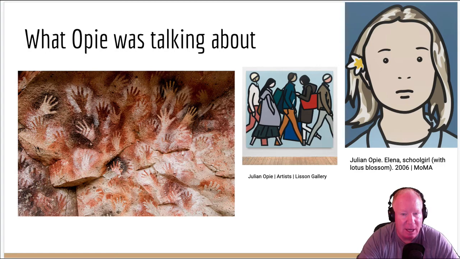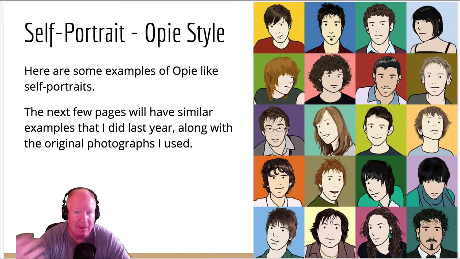So he's done a ton of stuff, and what we're going to do is some self-portraits in the Opie style, and these are some examples. These are student examples from the internet. Some of these are pretty elaborate. Don't fret. You don't have to be. There's no judgment on how you do, and I'll show you some of my work so you get an idea. You can make this as elaborate or simple as you like.